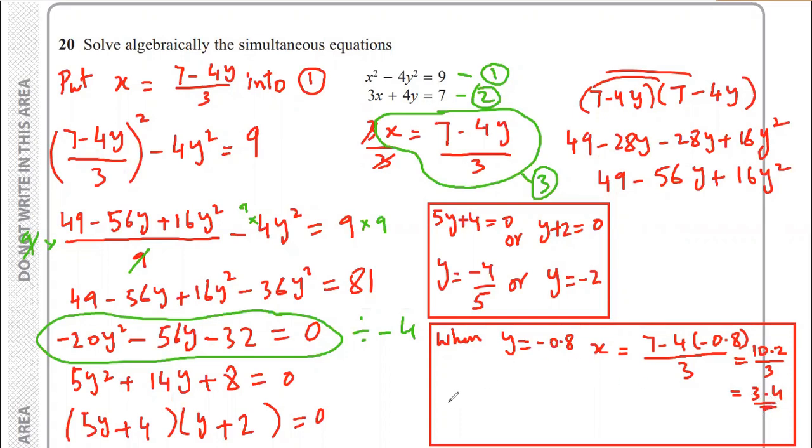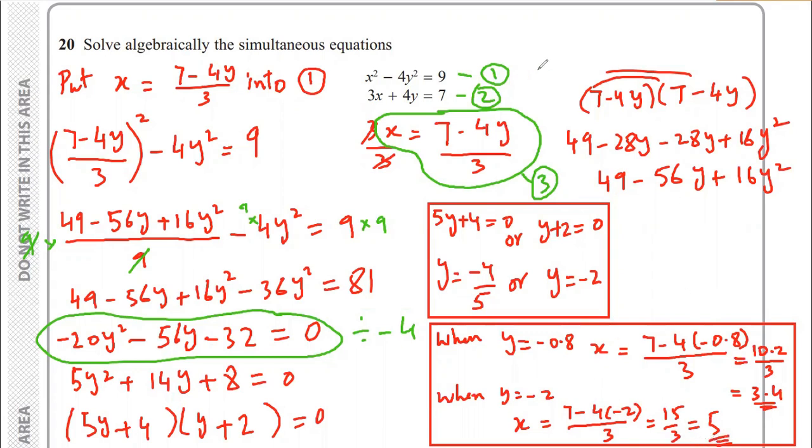Okay, and when y is equal to minus 2, then we'll get x equals 7 minus 4 times minus 2, divided by 3. And this will give me 7 plus 8, which is 15, and 15 divided by 3 will give me 5. So this is the second value.